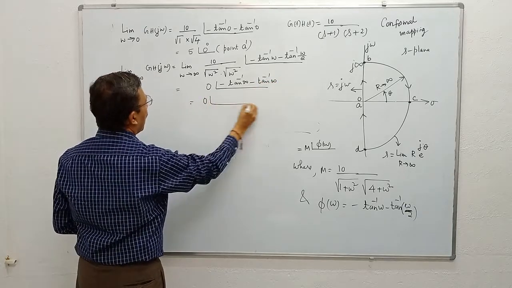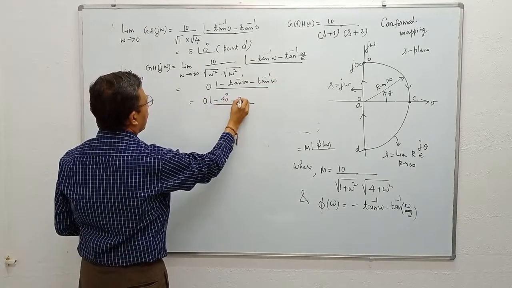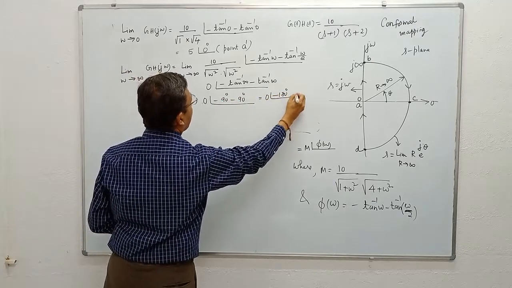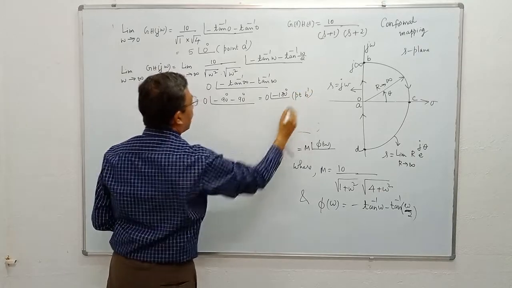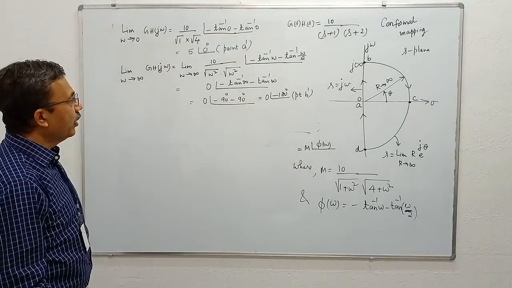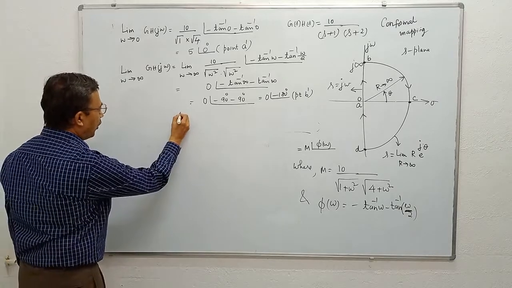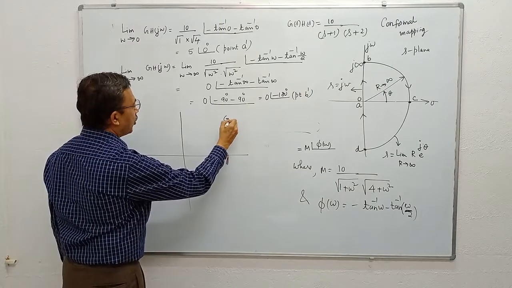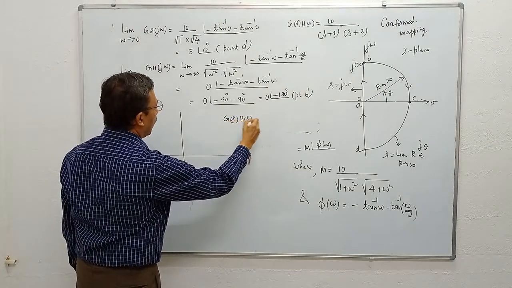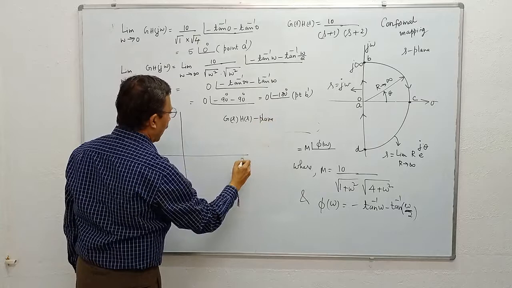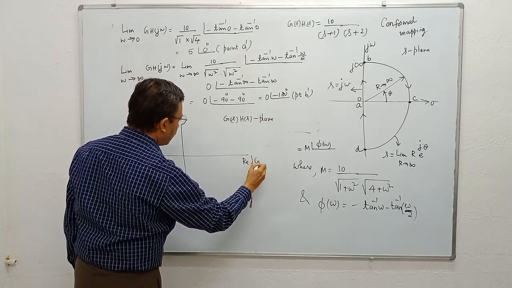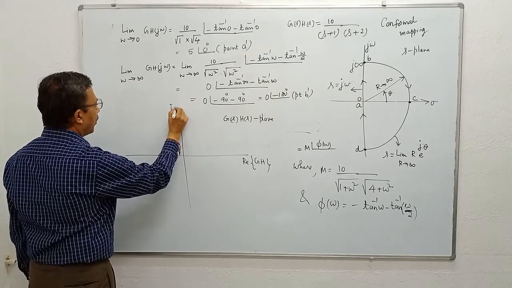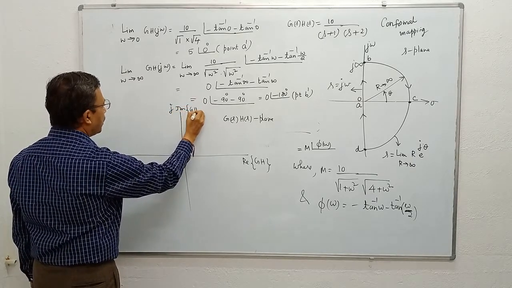So magnitude is 0, tan inverse of infinity is 90 degrees. Minus 90 minus 90 is minus 180 degrees. This is point B dash. B dash is the image of point B. G of S, H of S plane is a complex plane having real axis, real part of GH, imaginary axis J times imaginary part of GH.